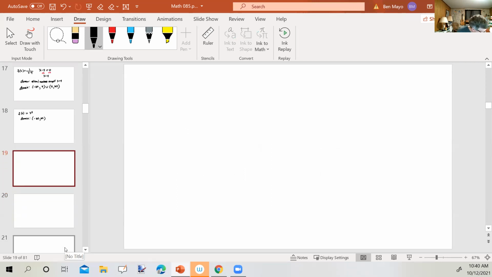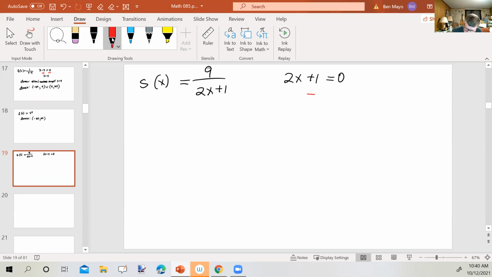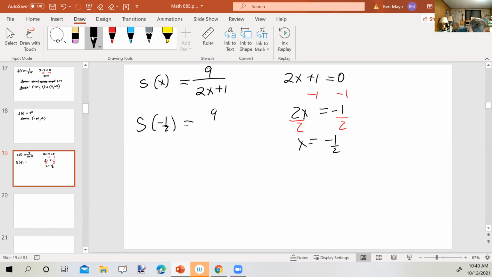Let's see here. S of x equals 9 divided by 2x plus 1. Here we have a variable in the denominator. So let's take the denominator and set it equal to 0. Solving for x, we get x equals -1/2. So for instance, s of -1/2 would be 9 over 0, which is undefined. So I want to throw out -1/2.